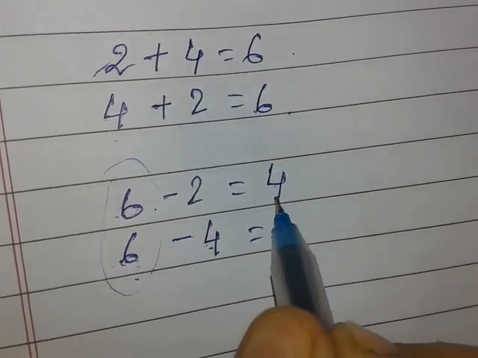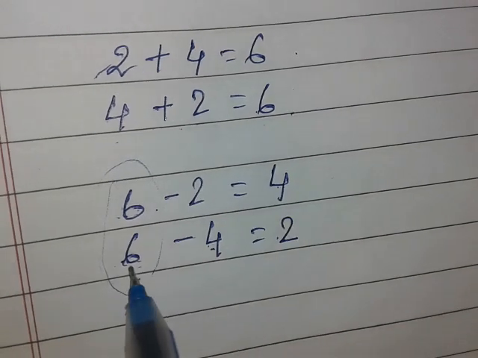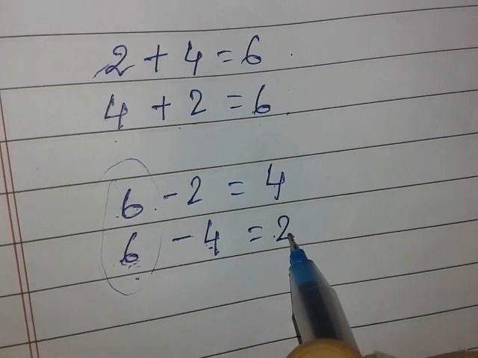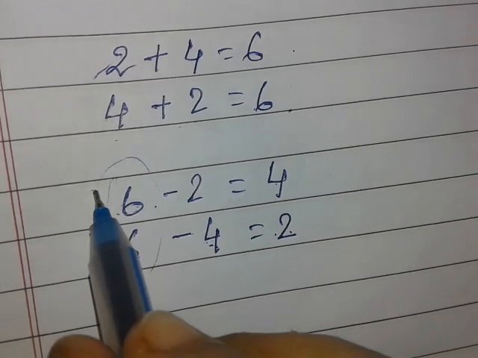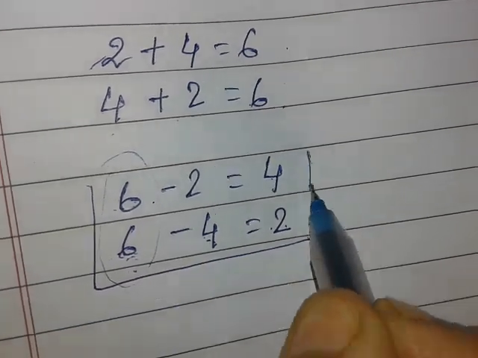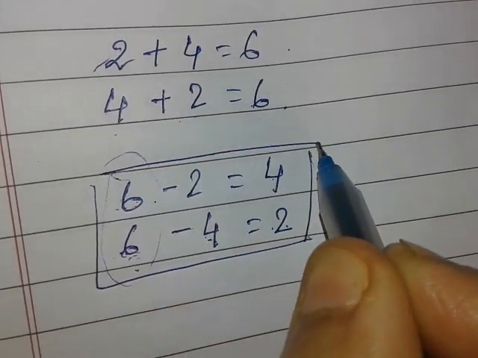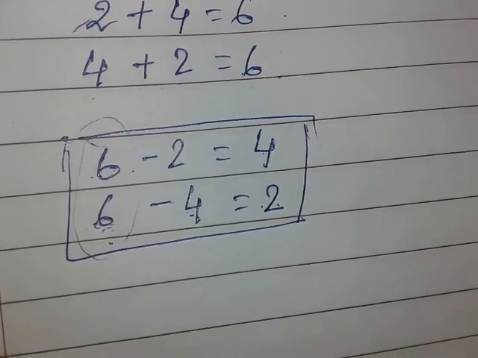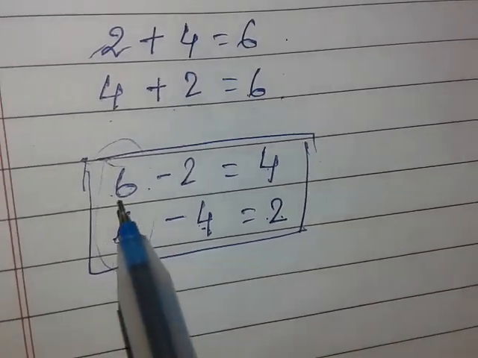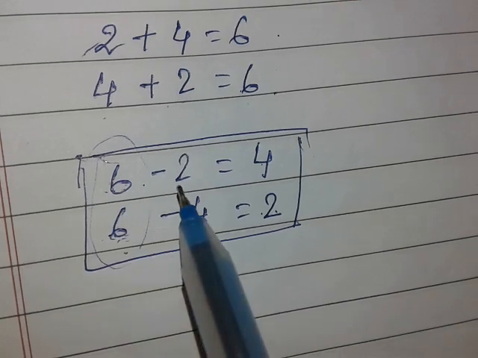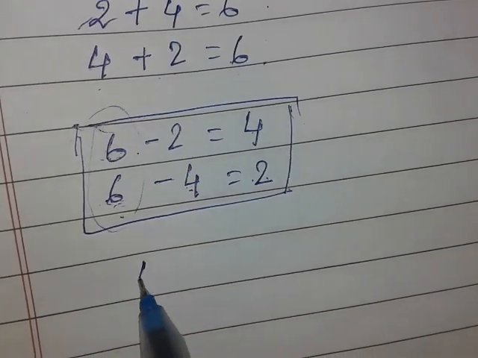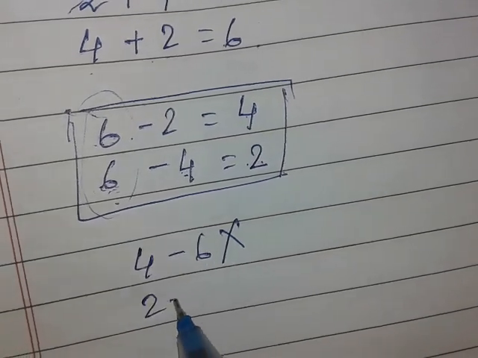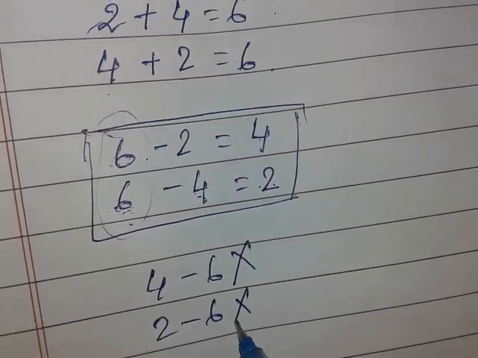6 is also a number bigger than 4. For doing subtraction, this concept of which numbers are bigger or smaller should be very clear. You cannot subtract a bigger number from a smaller number. 4 minus 6 is not possible. 2 minus 6 is not possible.